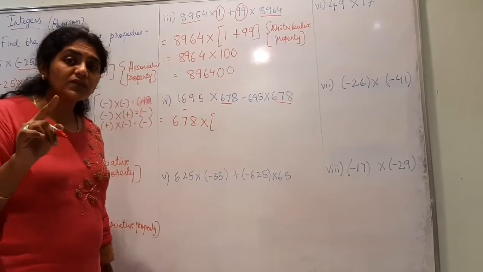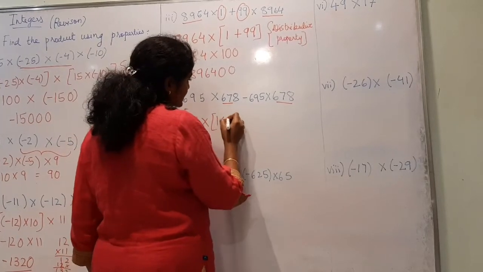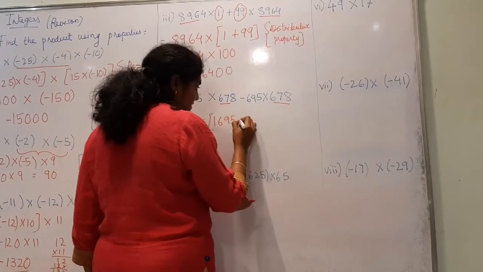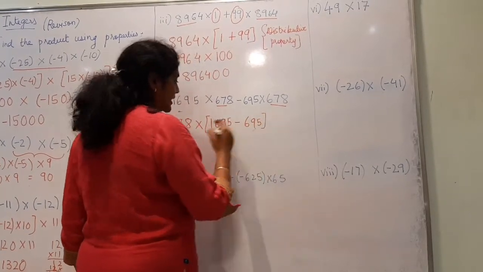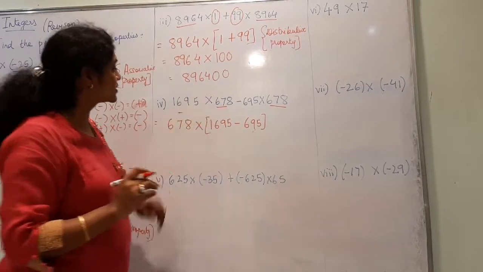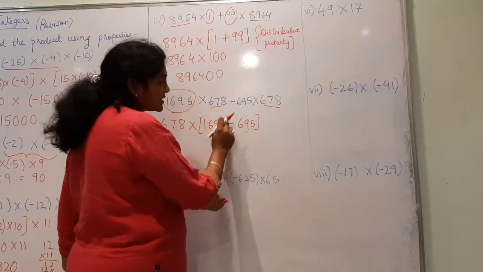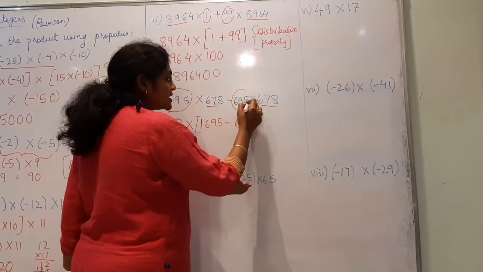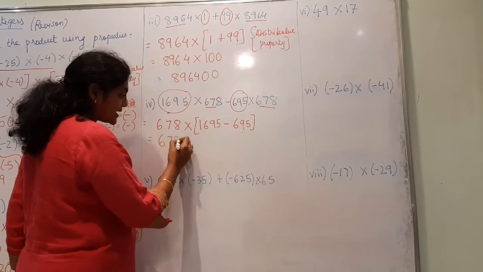Let us first write it like this: 678 multiplied by, and we will write the uncommon terms. The first term is 1695, and the sign will be minus 695. In the bracket will be the uncommon or left terms. So this is 1695, you will write as it is, minus 695. The common term, write as it is.